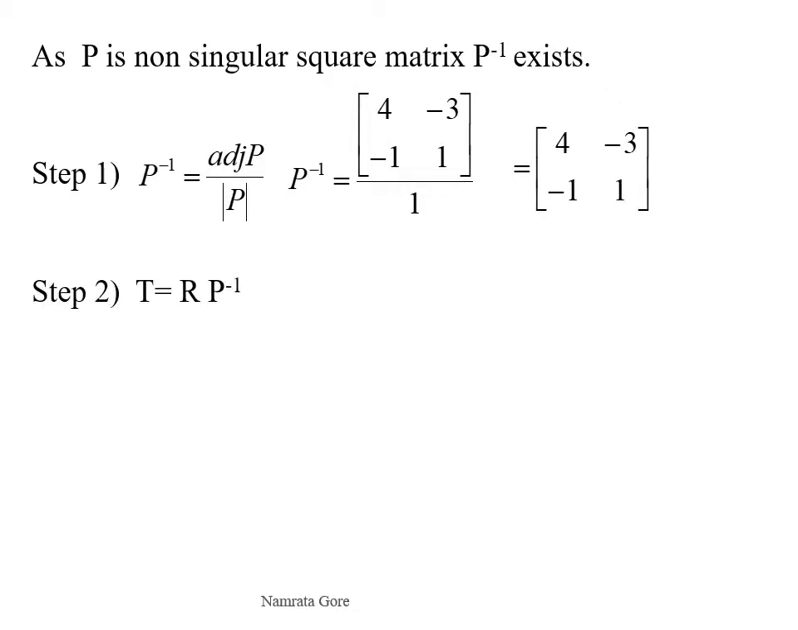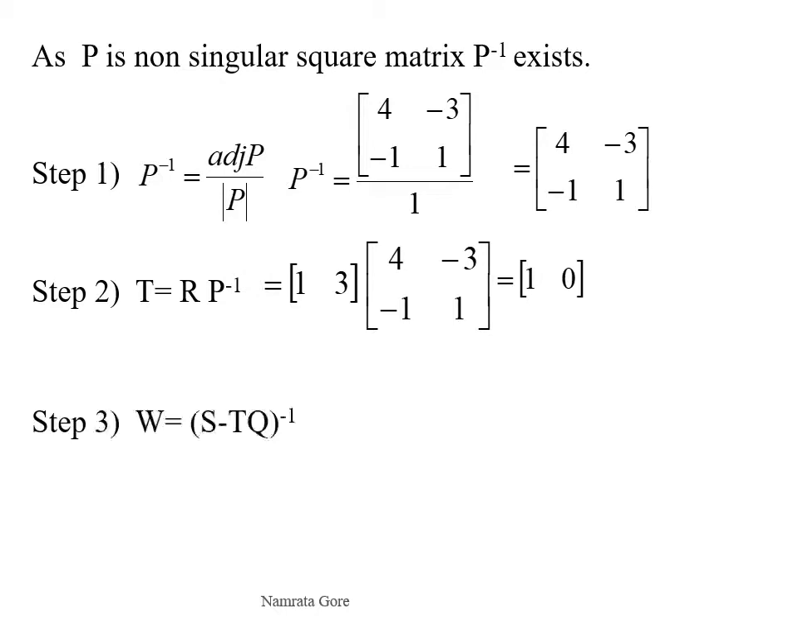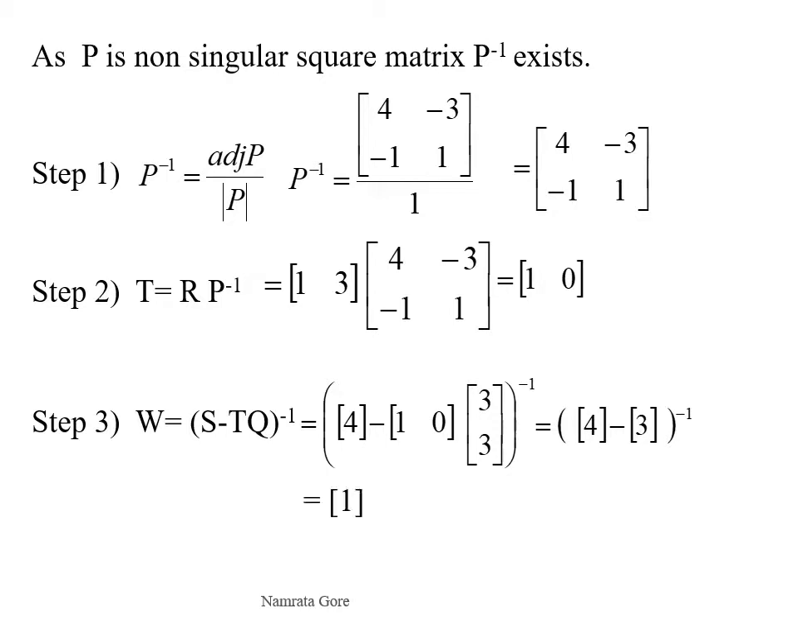Then T equals R into P inverse. R is 1 3 and P inverse is 4 minus 3 minus 1 1. So 1 3 is a matrix having 1 row 2 columns, and 4 minus 3 minus 1 1 is 2 rows 2 columns. So the resultant is 1 row 2 columns. Solving the matrix multiplication, then substituting the values of S, T and Q and solving it to get the inverse. So 4 minus 3 is 1 and the inverse of 1 is again 1.